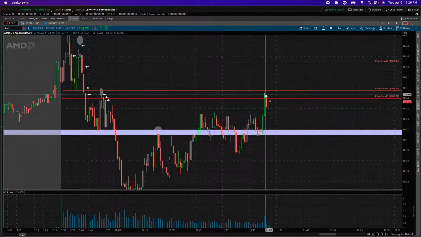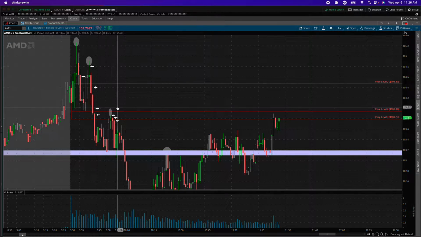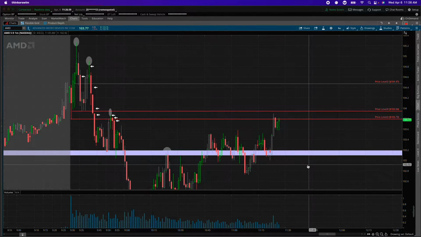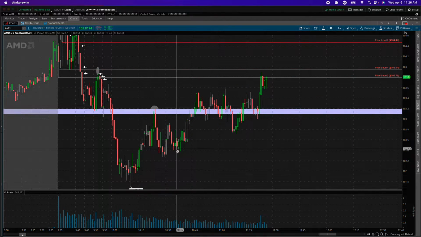So basically, it just finally came back to the third lower high of the day. Finally came back to this one right here. It still has to go here and it still has to go here. But right now, it's trying to make a recovery. We're not saying it's going to make a recovery. We're saying that it's kind of making a recovery.